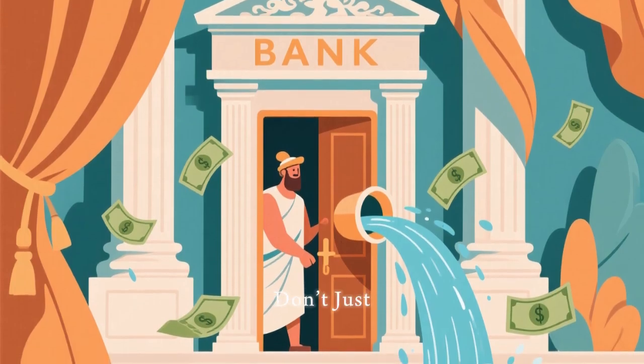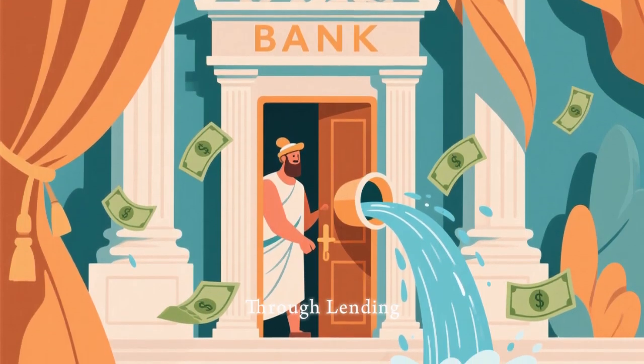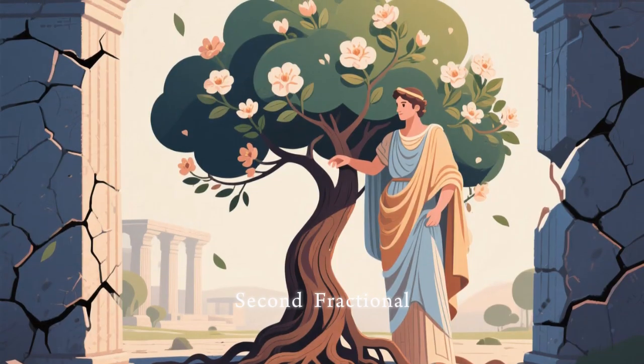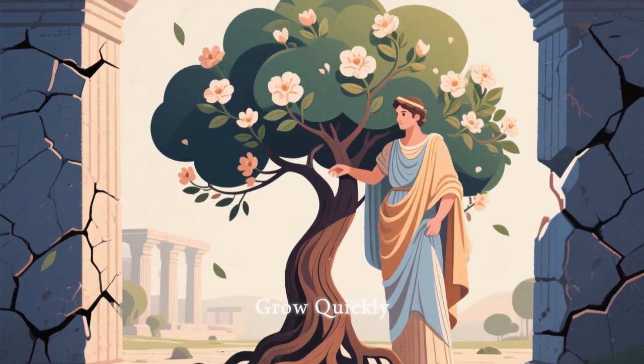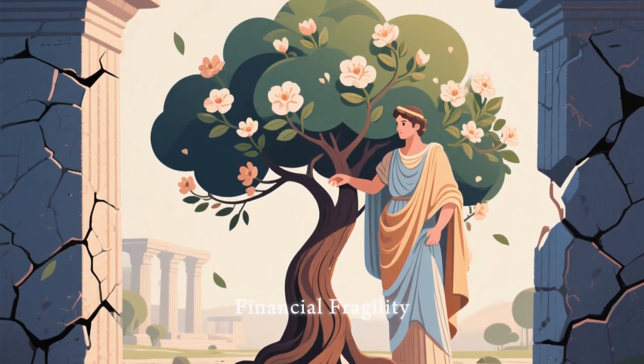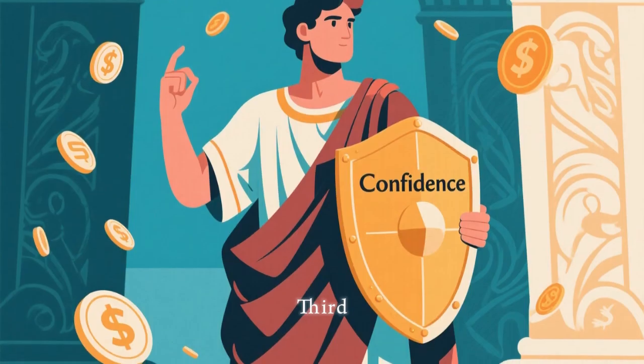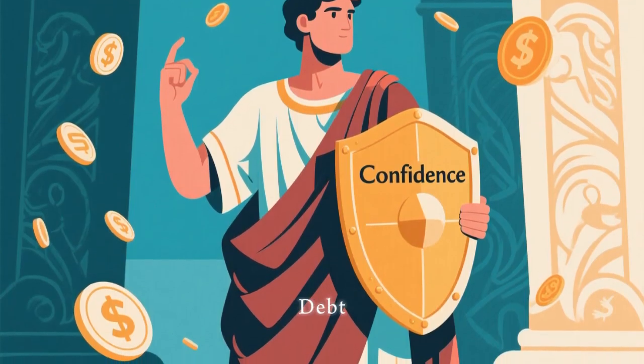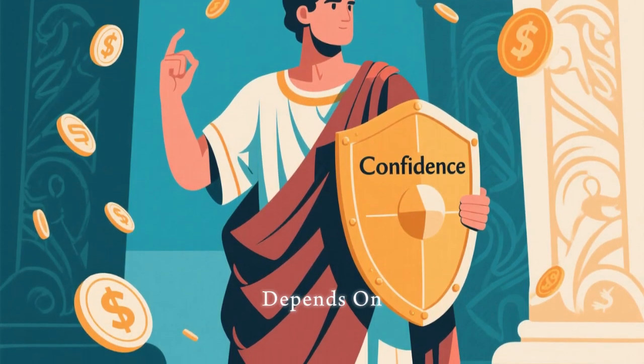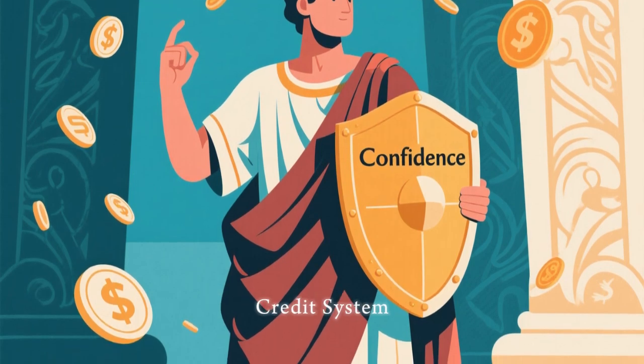First, banks don't just store money, they help create it through lending. Second, fractional banking allows economies to grow quickly, but it also introduces financial fragility. Third, because modern money is tied to debt, economic stability often depends on maintaining confidence in the credit system.